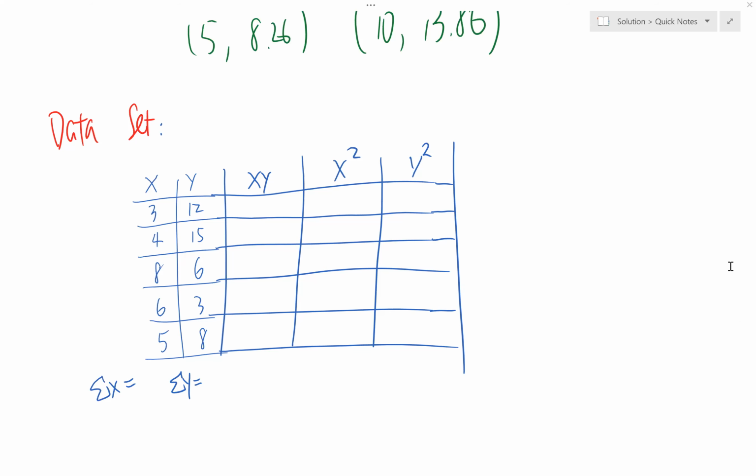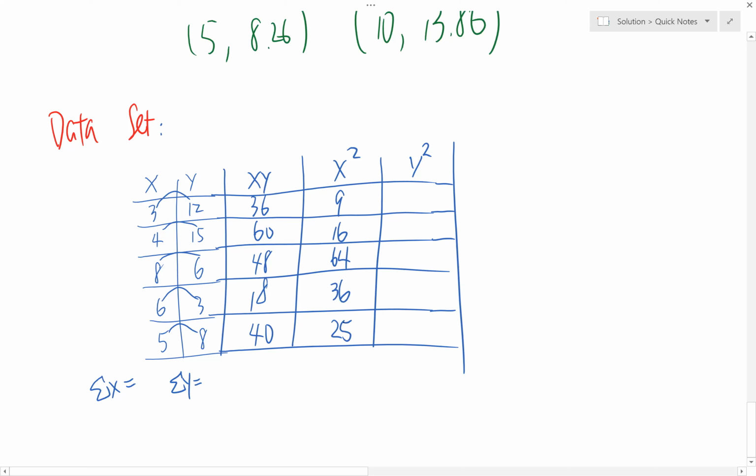All right, so let's complete the table really quickly. Our first one is x times y, so 3 times 12 is 36, right? 4 times 15 is 60, 8 times 6 is 48, 3 times 6 is 18, and 5 times 8 is 40. Then we square each one of these x values. You're going to get 3 squared is 9, 4 squared is 16, 8 squared is 64, 6 squared is 36, 5 squared is 25.